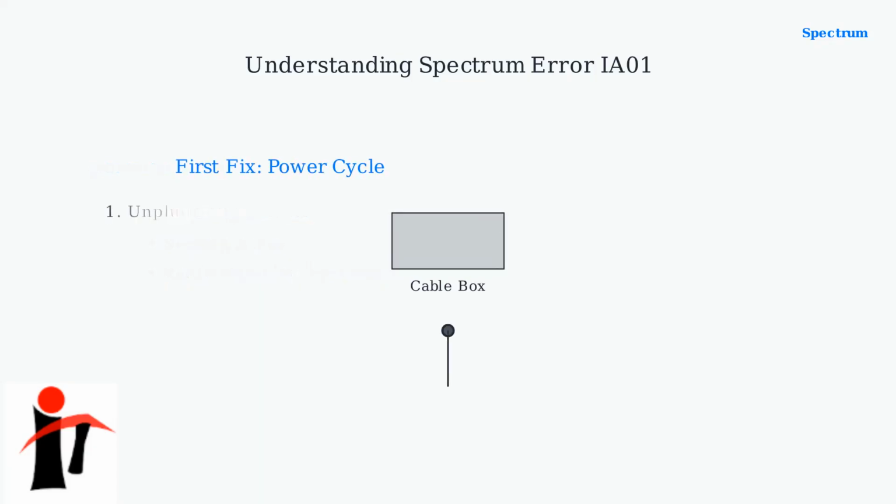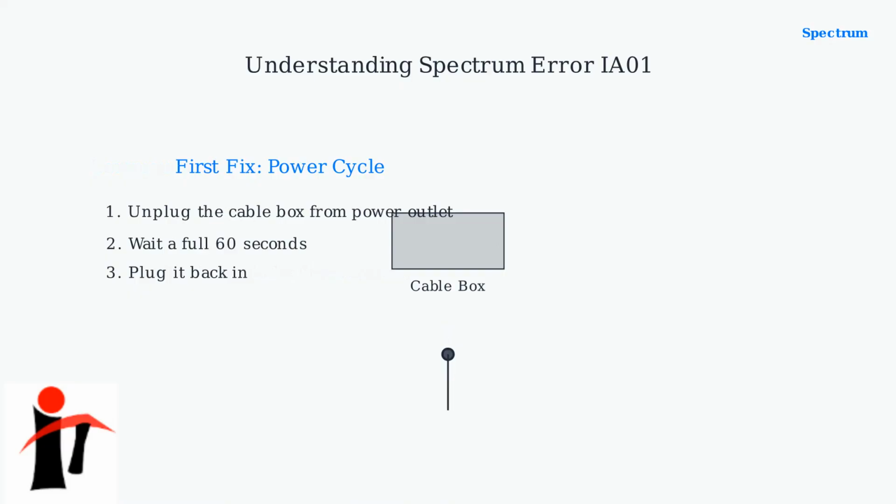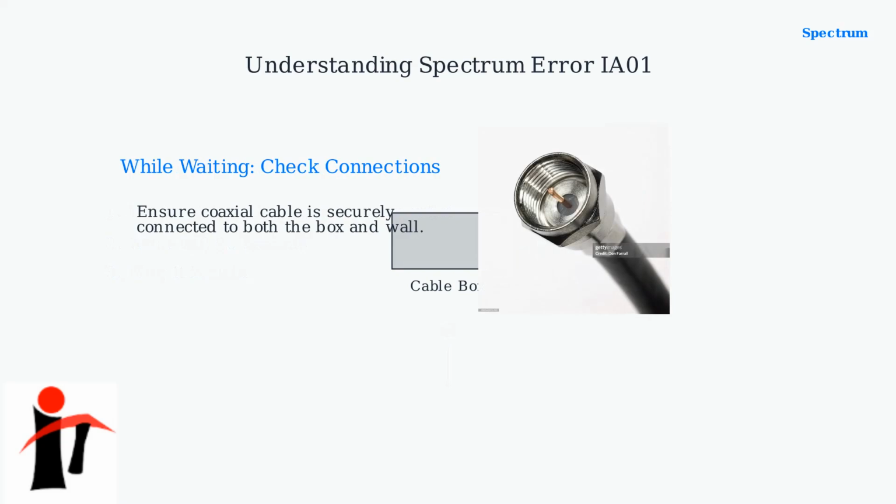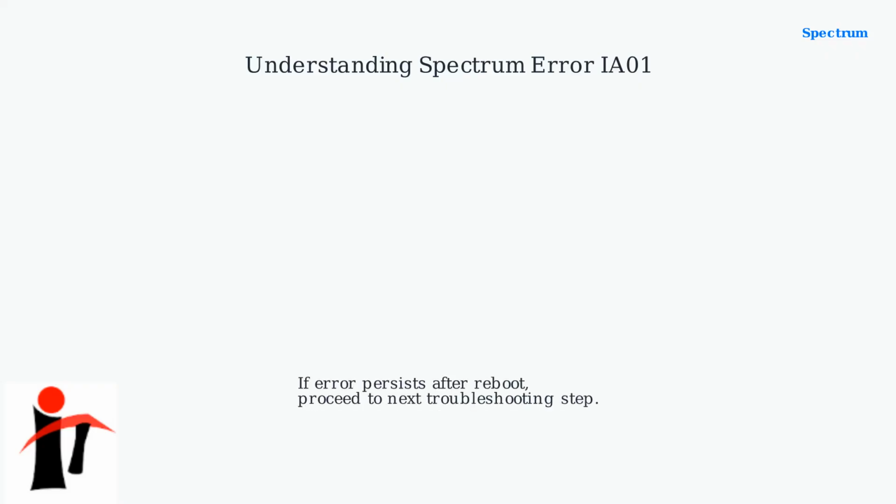Unplug the cable box from the power outlet for a full 60 seconds, then plug it back in. This cold reboot often resolves the issue. While waiting, check that your coaxial cable is securely connected to both the box and the wall. If the error persists after the reboot, proceed to the next troubleshooting step.